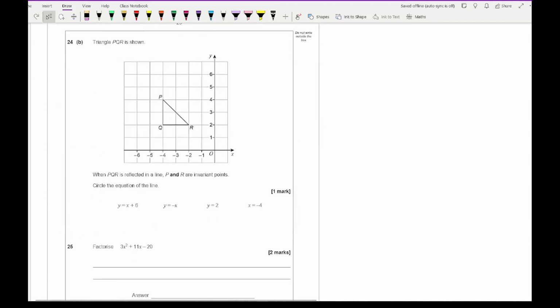Then looking at the next question, it says triangle PQR is shown when PQR is reflected in a line. P and R are invariant points. Now invariant points basically mean they don't move. So if they don't move, then our reflection line has got to be actually on that line. So if a point doesn't move, it means the reflection line is going to be on that point. So which of these represents that line that I've just drawn? Well, it's going to be y equals minus x.